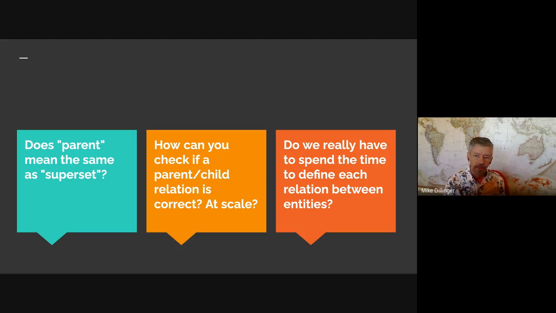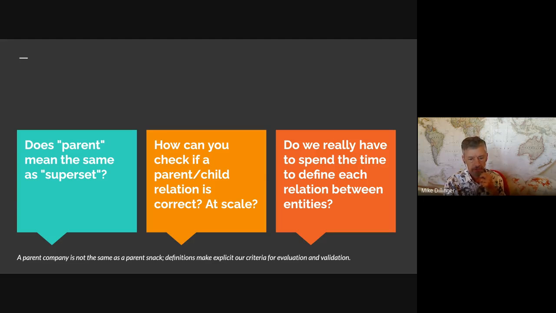So a question I keep hearing is, do we really have to spend the time to define each relation between entities? And my lesson learned from experience is that yes, this is really important if we want to have enough consistency in the data and ensure data quality, and then eventually enable multi-hop inference. One example is a parent company is not the same as a parent snack, or a parent skill. Definitions make explicit our criteria for evaluation and validation, and they're surprisingly hard to develop. Good definitions are helpful when we have as many use cases as we find at Pinterest, at eBay, at LinkedIn, with any kind of user-generated content.